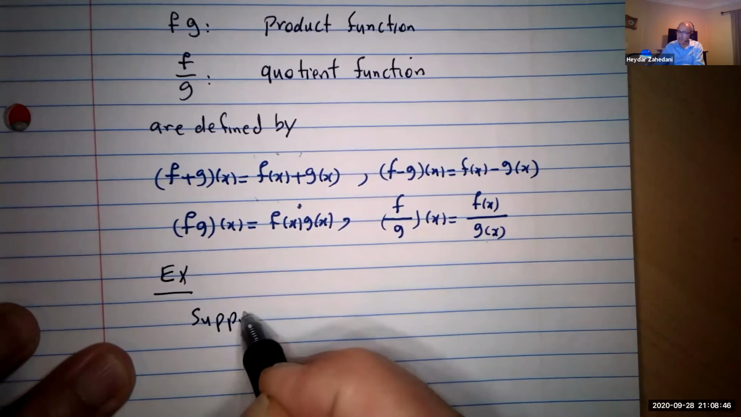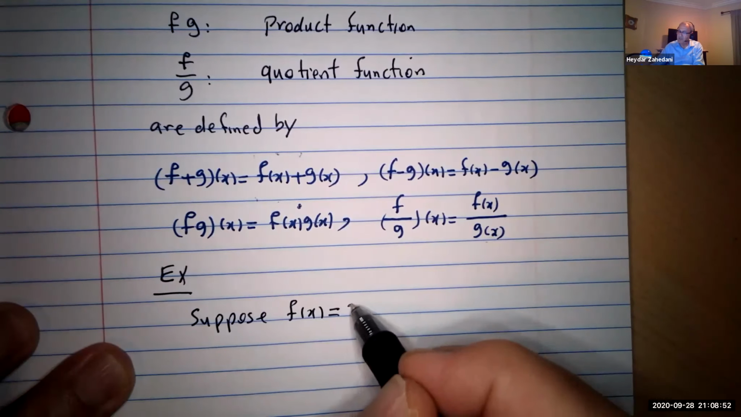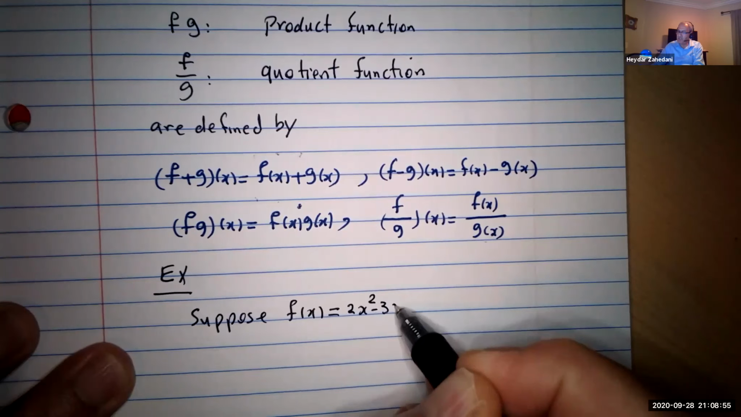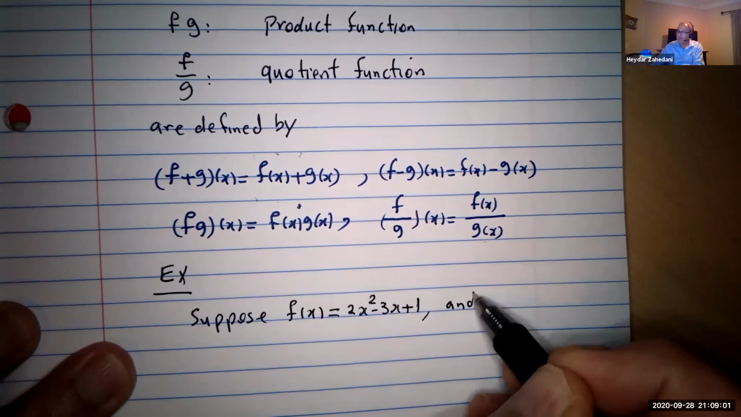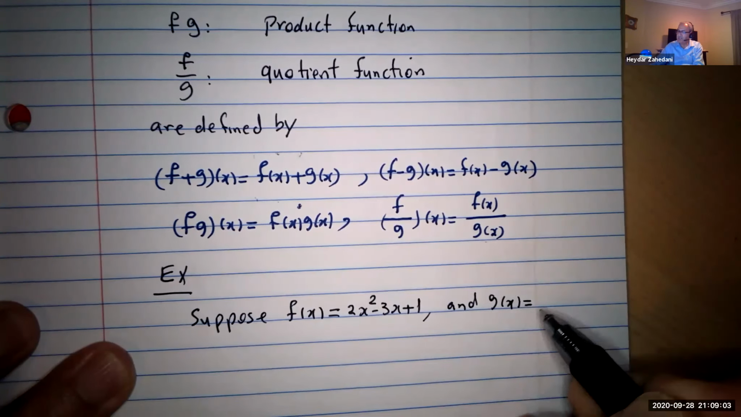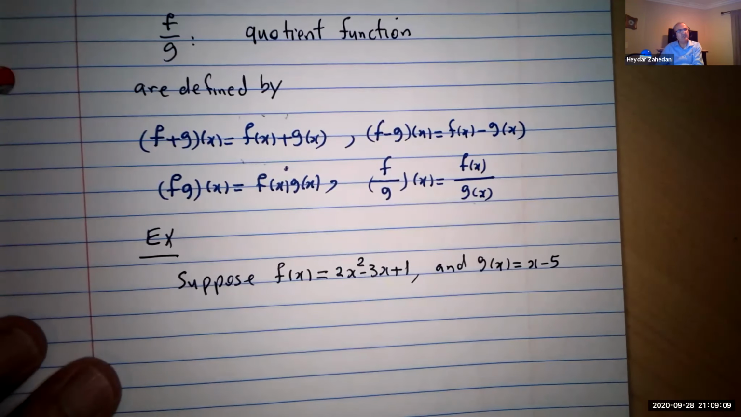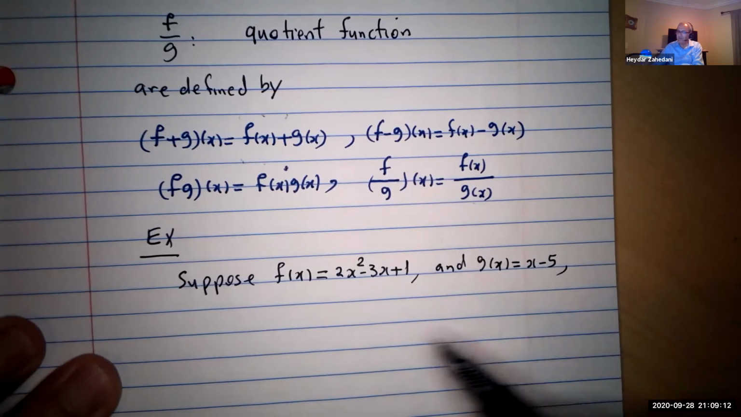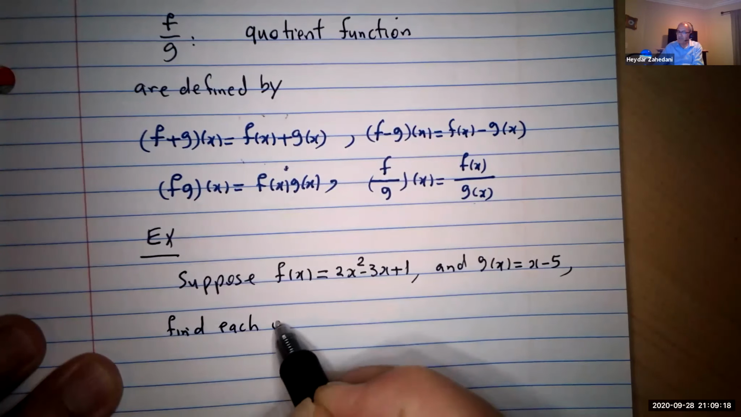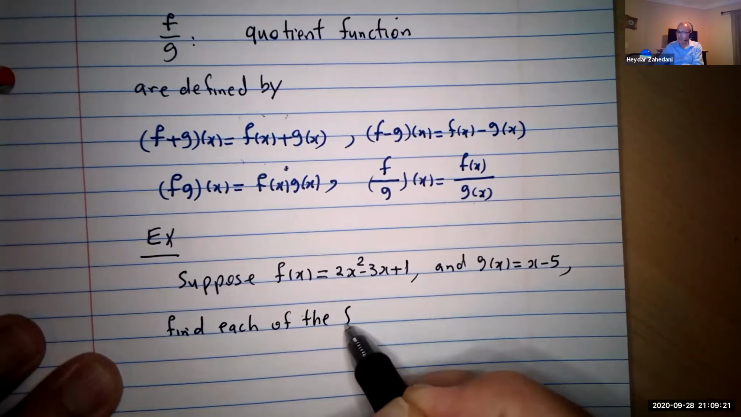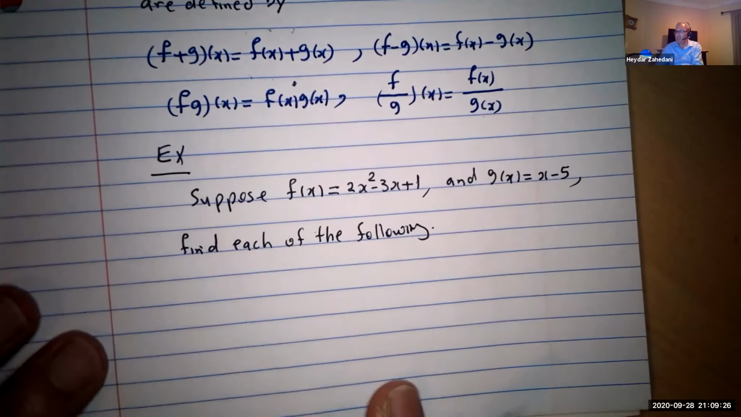Suppose your f of x is going to be 2x squared minus 3x plus 1. This is your f of x, and g of x is going to be x minus 5. These are the two functions that you have. Then they may ask you to find each of the following, just to get to know these notations.